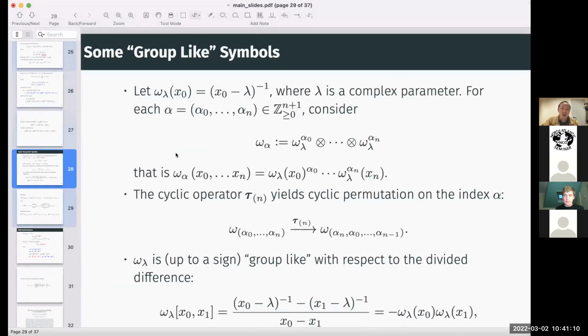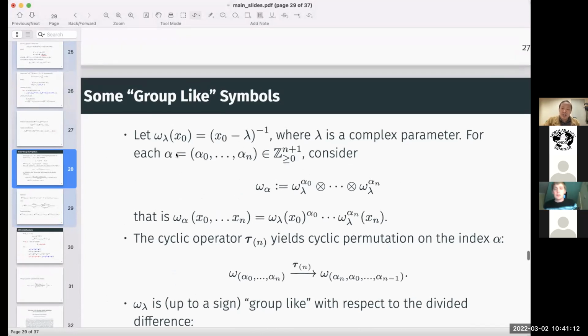Last application, I want to show you some, so we have a bunch of transformations. And there are indeed some interesting functions on which, when you apply these transformations, it behaves really well.